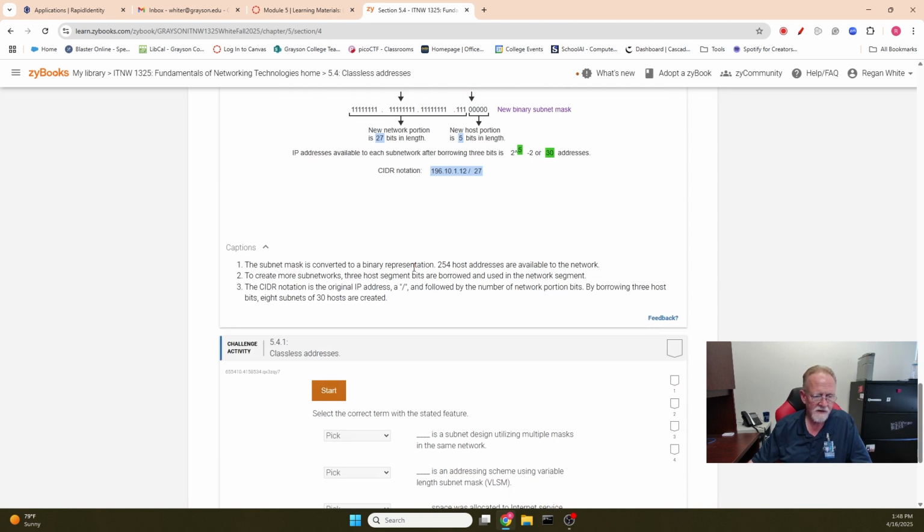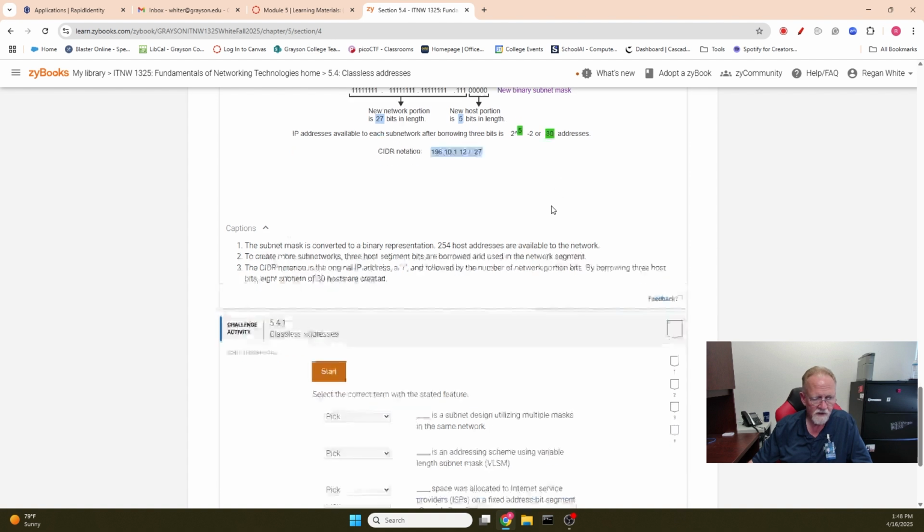Subnet mask is converted to binary. 254 host addresses are available. And to create more subnets, we have 3 host segments. We borrow those 3 and add them to the network segment. In the CIDR notation, we went from 24, we borrowed those 3, that gives us 27. It also reduces the number of computers or devices we can put on the network.